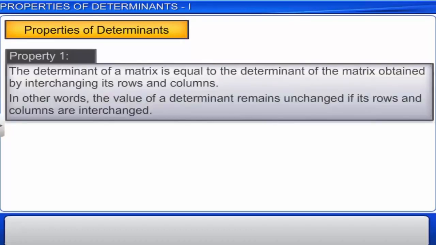The first property is the determinant of a matrix is equal to the determinant of the matrix obtained by interchanging its rows and columns. In other words, the value of a determinant remains unchanged if its rows and columns are interchanged.